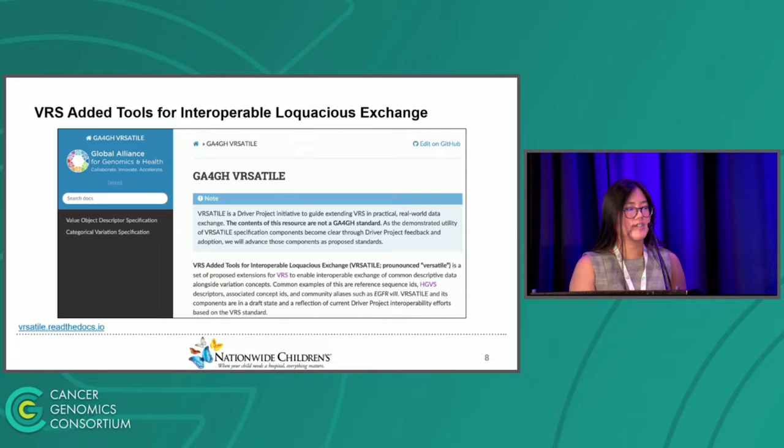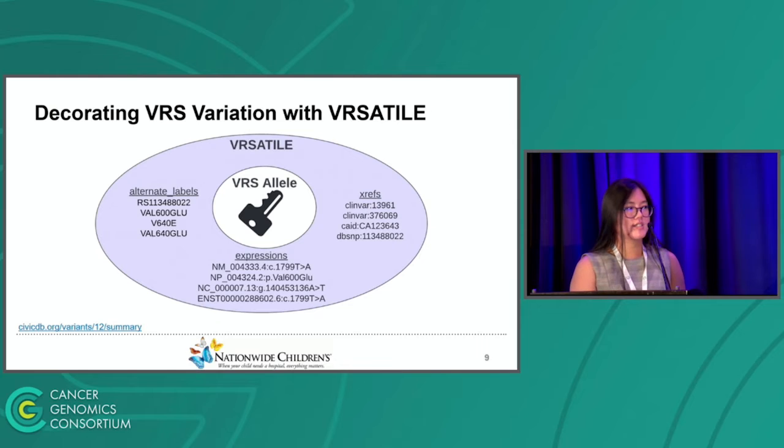VRS Added Tools for Interoperable Exchange, or VRSATILE, is a set of proposed extensions for VRS to enable practical, real-world data exchange of variation. Here's an example of how we can decorate VRS variation using VRSATILE. In the middle, we can see a VRS allele object, which is represented by a computed identifier. We can annotate this VRS allele using VRSATILE and provide additional information, such as alternate labels, expressions, or external identifiers. And we can see that VRSATILE enables resources to richly describe VRS variation.